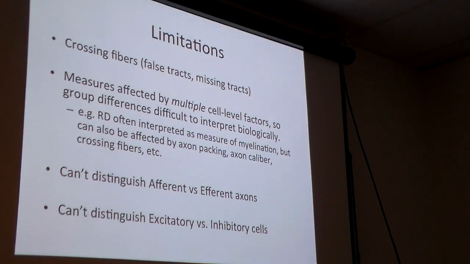Oh, and two important ones that I didn't mention. Diffusion imaging cannot distinguish afferent fibers from efferent fibers. So you just have to go with that or know from anatomy which it is, if there is just one. And it can't distinguish excitatory versus inhibitory.